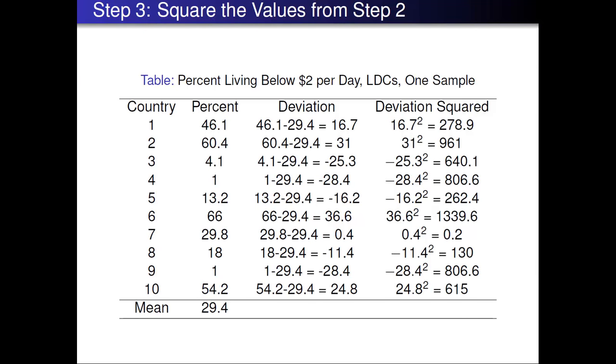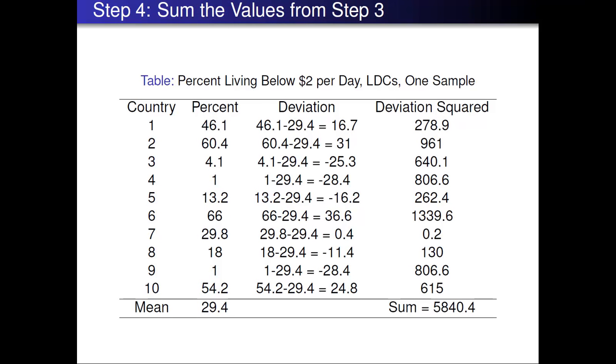Next, you take the values from step 2 and square them. So the calculation for the first observation would be 16.7 squared, which equals 278.9, and the calculation for the second observation would be 31 squared, or 961, and you continue this process for each observation. Note that we square the values to get rid of negative deviations. It is impossible for an observation to negatively deviate from its mean. Next, you add all the values from step 3 together. In this case, the value was 5,840.4.